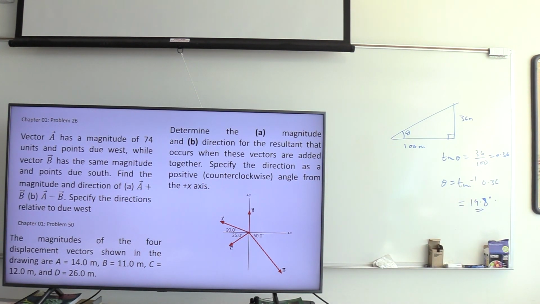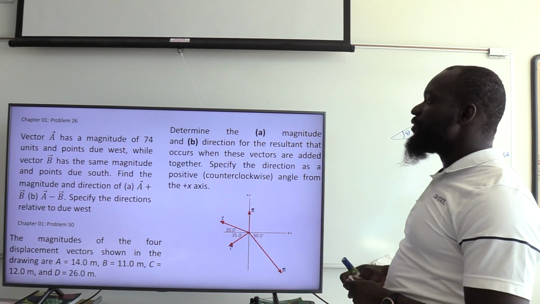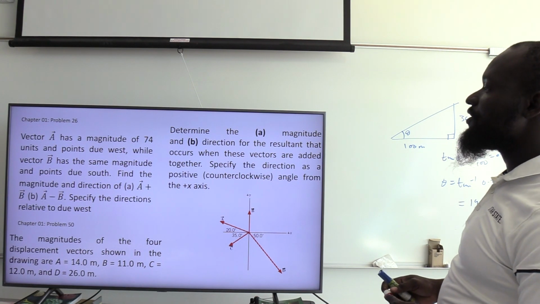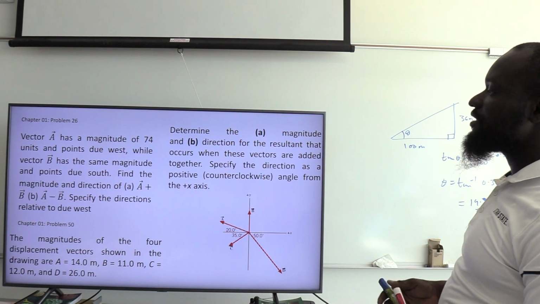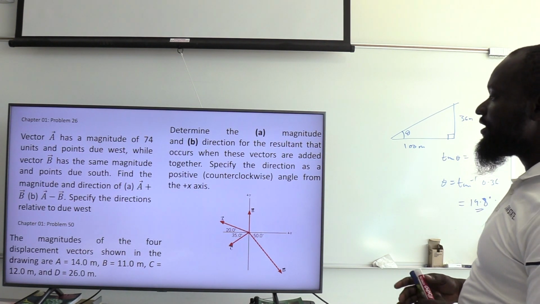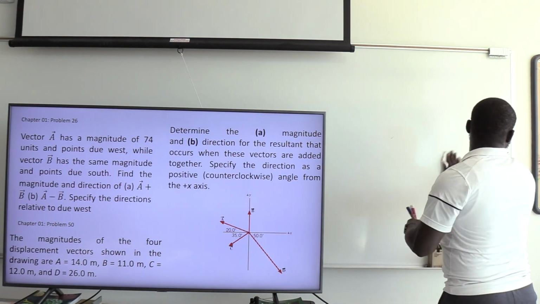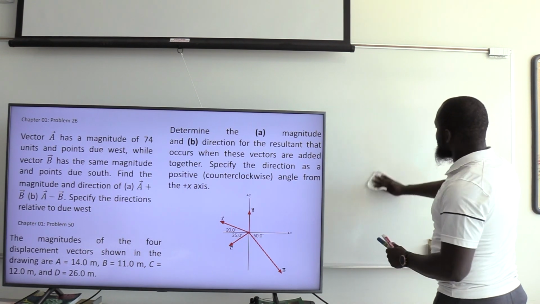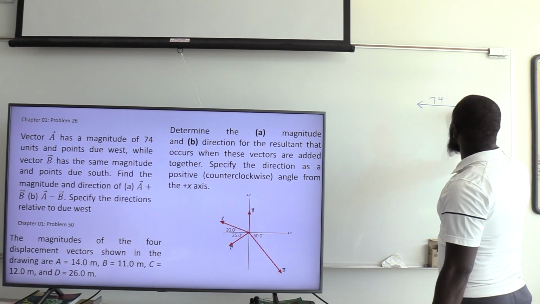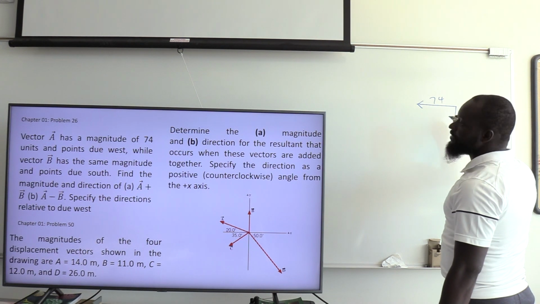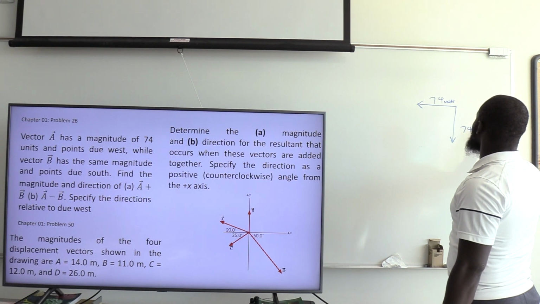So the next one is 1026. Vector A has a magnitude of 74 units and points due west, while vector B has the same magnitude and points due south. Find the magnitude and directions of A plus B and A minus B. So 74 due west is like this, this is west, 74, and due south also 74. The 74 units could be meters or force or whatever.